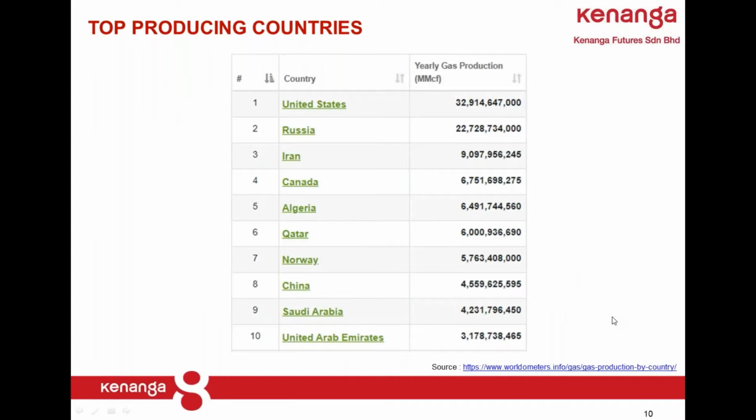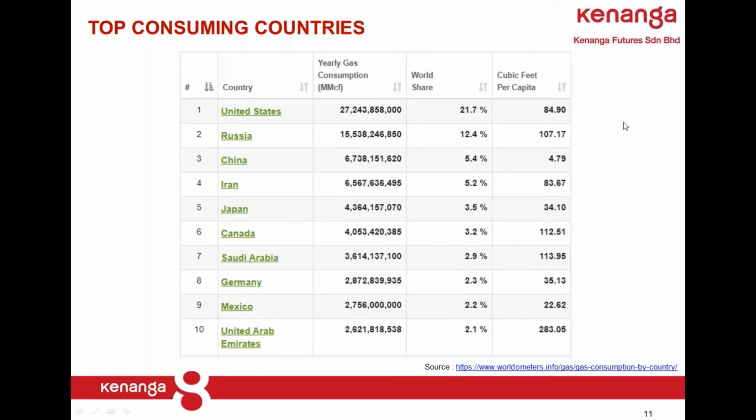Now, in terms of top producing countries, the United States tops the list, followed by Russia, Iran, Canada, and Algeria. The United States also consumes quite a big amount of natural gas, although they are still a net exporter of natural gas. In terms of consuming, the United States tops the list also, followed by Russia, China, Iran, and Japan. And Japan here is a net importer, as they don't produce much natural gas in their country.